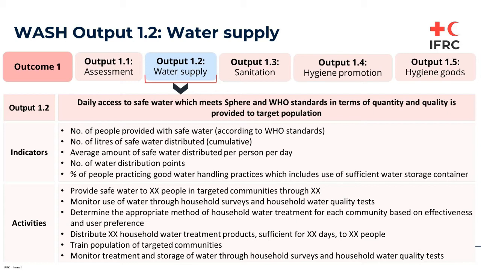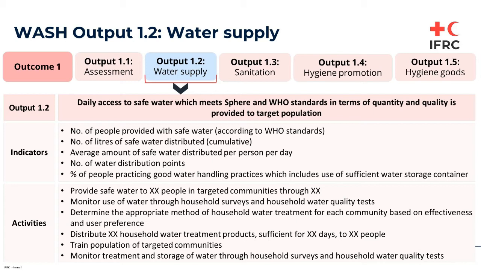The same for output 1.2 for water supply, where there is a list of output level indicators and activities to choose from. There are different units of indicators available. National Societies can opt to monitor the number of people receiving safe water, or the amount of water distributed, and so forth. Select the ones most appropriate and feasible to be monitored, recorded, and reported. The same goes for the activities. Note that for parts stated as XX, those parts will need to be filled in when completing the EPOA.